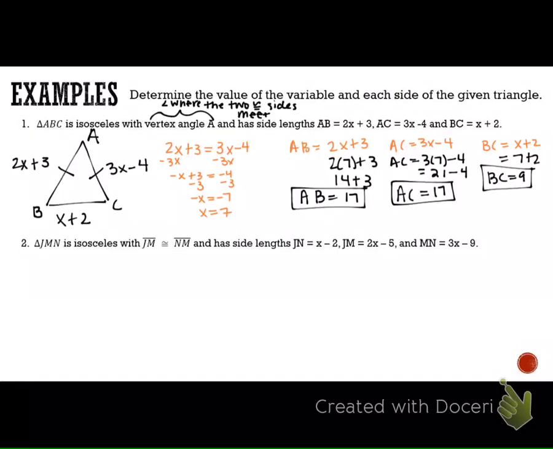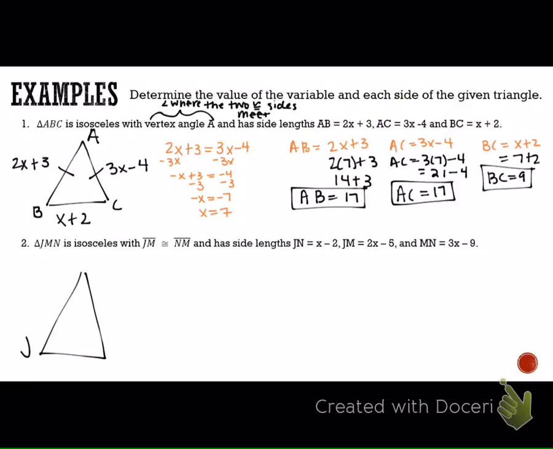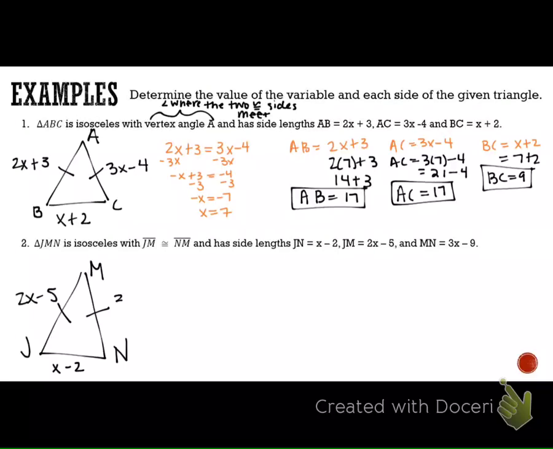Triangle JMN is isosceles, with JM congruent to NM. The side lengths are JN is x minus 2, JM is 2x minus 5, and MN is 3x minus 9.